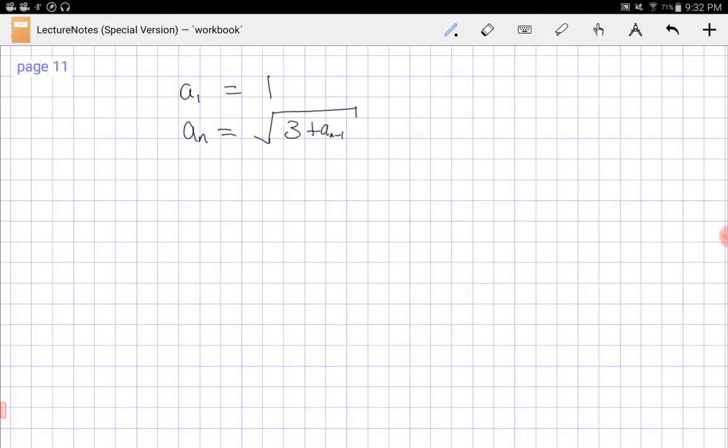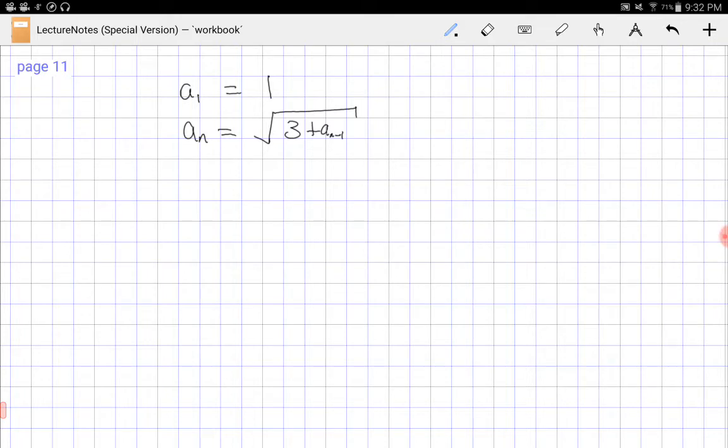So in this video, we're going to talk about recursive sequences and proving whether they converge or not, as well as finding the limit. So let's look at the sequence. We know that the first term of the sequence is equal to 1. And we know that the next term of the sequence is equal to the square root of 3 plus the previous term of the sequence.